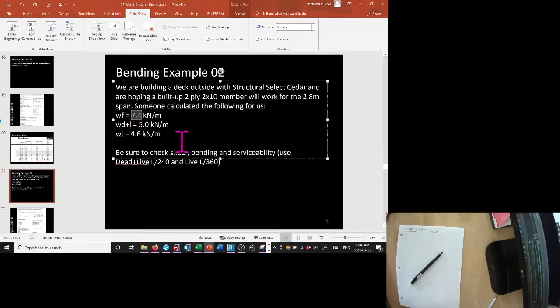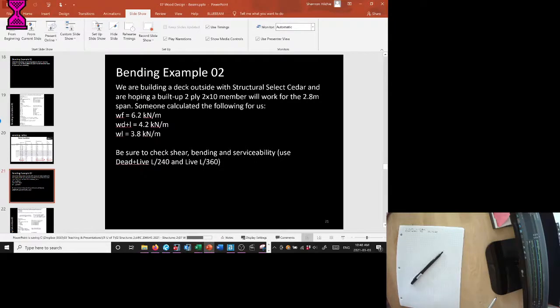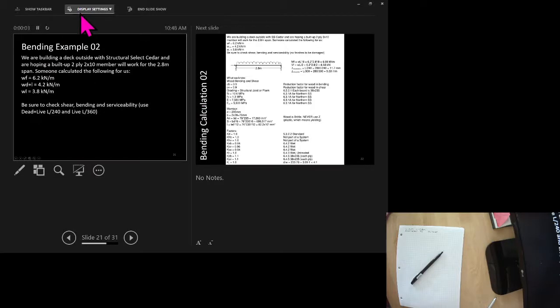So this is supposed to be, actually, 6.2. This is supposed to be 4.2. This is supposed to be 3.8. So I'll update this and repost it onto Quercus for you as well. So, concurrent slide, just swap.